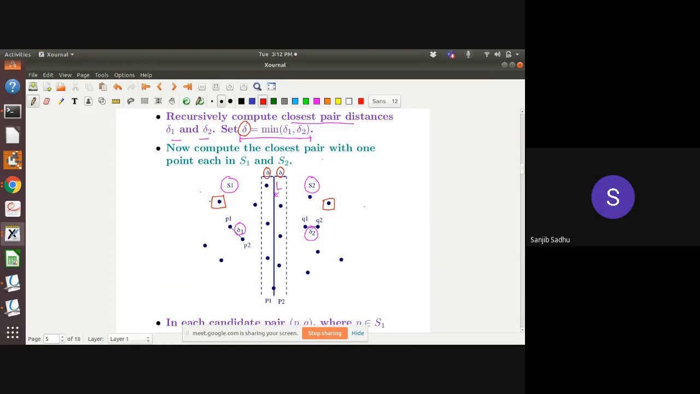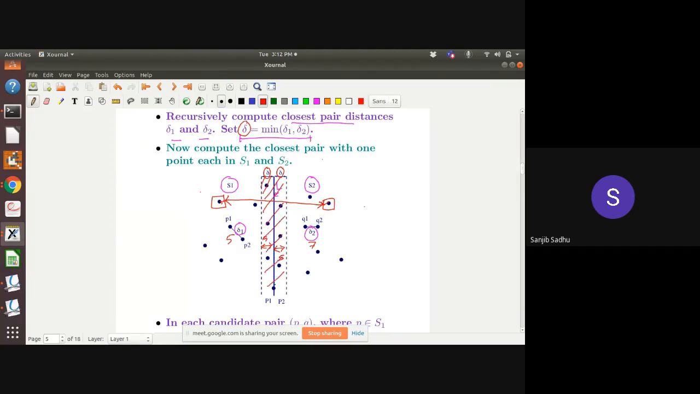So here you see, I should not compute. Suppose this is 5 and this is 7, and I am taking the minimum of these, so delta is 5. Now tell me, after computing delta 1 and delta 2, should I compare two points, one from this side and one from this side, which are far away? No, I should take only the points which lie within this zone.